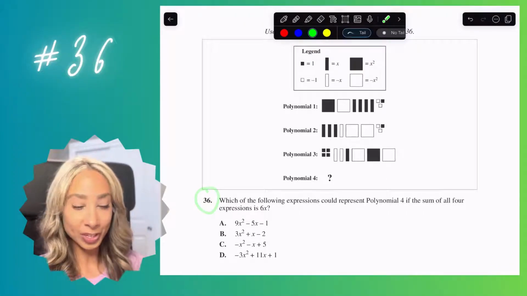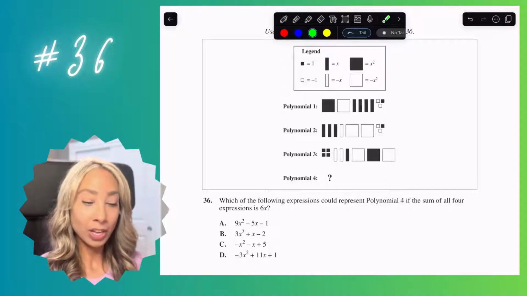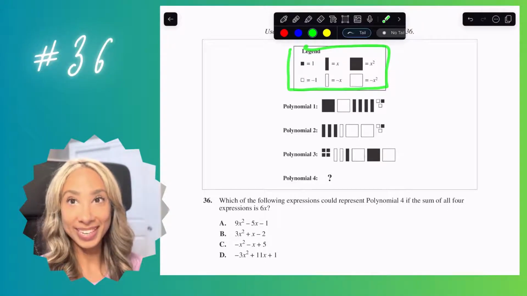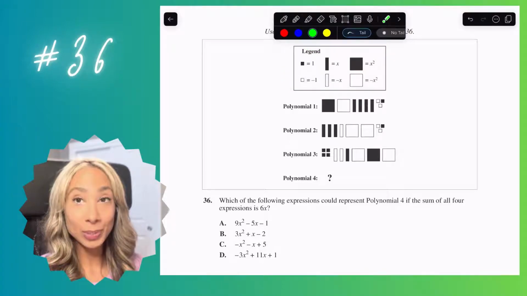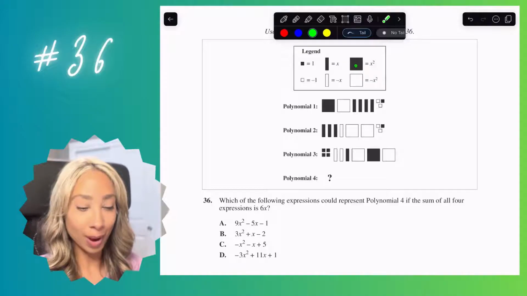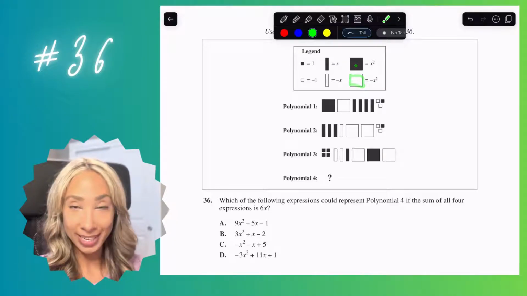Okay, let's work on this question here. So this question is an interesting one. So they gave us a key, and now remember, whenever they give us a key with this, we have to pay attention because they do like to switch what is positive and what's negative. But in this case, our shaded are positive and our unshaded is negative.